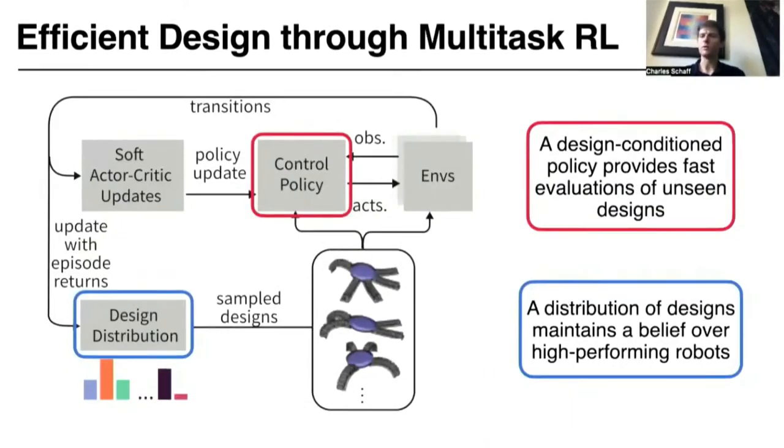Our first contribution has 2 main components. The first is a design-conditioned control policy, which provides fast evaluations of unseen designs. The second is a distribution of designs that maintains a belief over high-performing robots. These 2 components are intertwined, in that the control policy is trained to maximize expected return under this design distribution, and the design distribution is updated towards higher-performing designs under the control policy. Continuing the optimization in this way, our approach converges around a locally optimal design and a control policy which is effectively fine-tuned for that design.